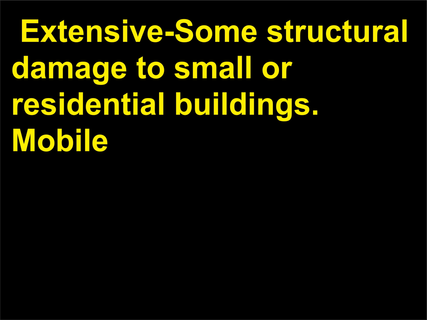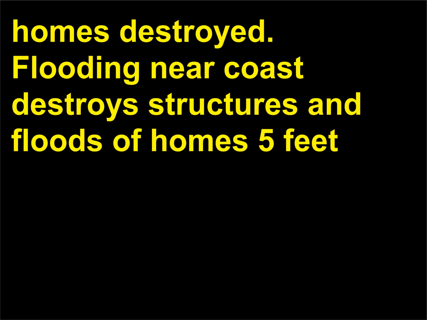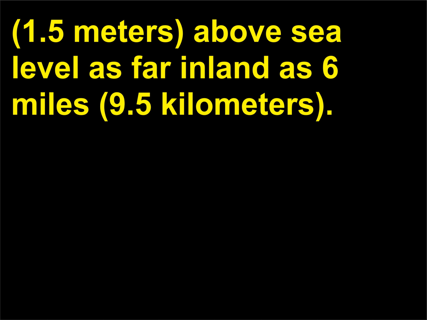Extensive: some structural damage to small or residential buildings. Mobile homes destroyed. Flooding near coast destroys structures and floods homes 5 feet, 1.5 meters, above sea level as far inland as 6 miles, 9.5 kilometers.